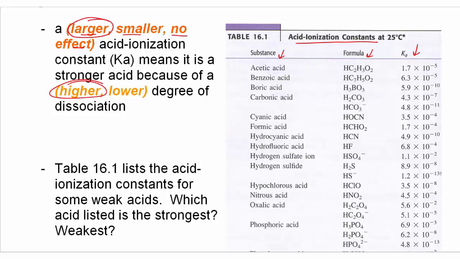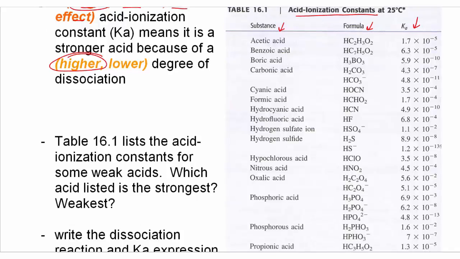Table 16.1 lists the acid ionization constants for some weak acids. Which acid listed is the strongest? Okay, so do you see the largest Ka in here? I see a 10 to the negative 2. Can't get much larger than that in this table. Here's another 10 to the negative 2. There's another 10 to the negative 2. But which one's the biggest? 5.6 is bigger than 4.8 or 1.1. So oxalic acid is the strongest.